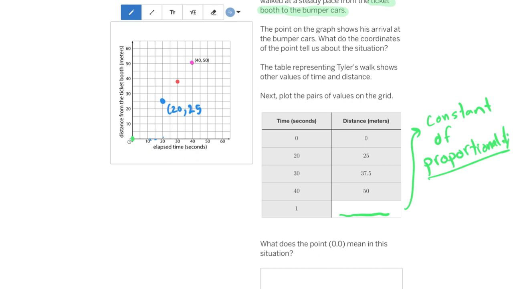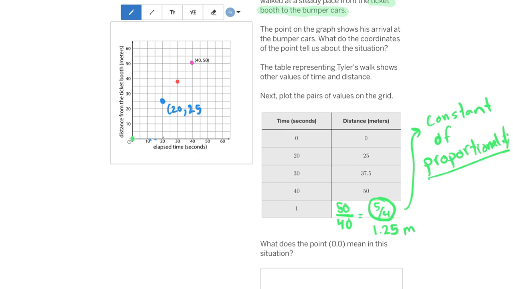So to get that, we are going to take any point other than 0, 0. 0, 0 will not give us the information we need. So we're going to take, I think the easiest point is 50 divided by 40, or 5/4. Or we can say 1.25. Either one of those works. So for every 1 second he walks a total of 1.25 meters.